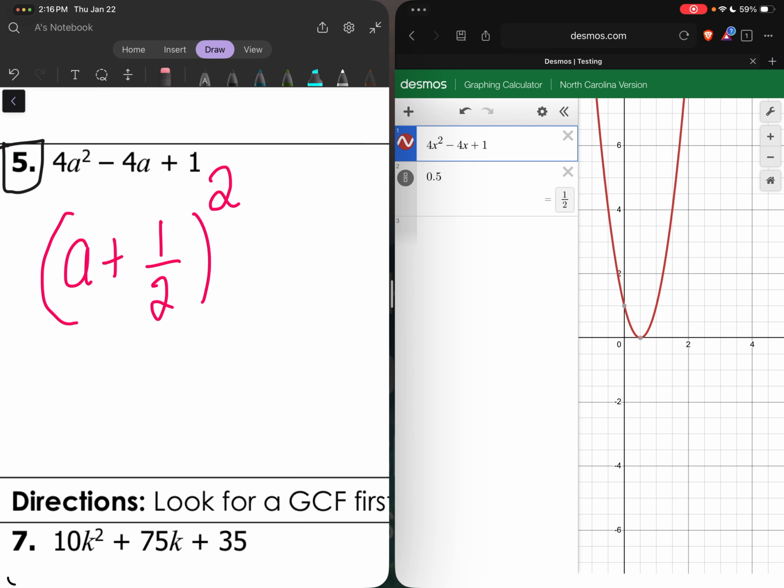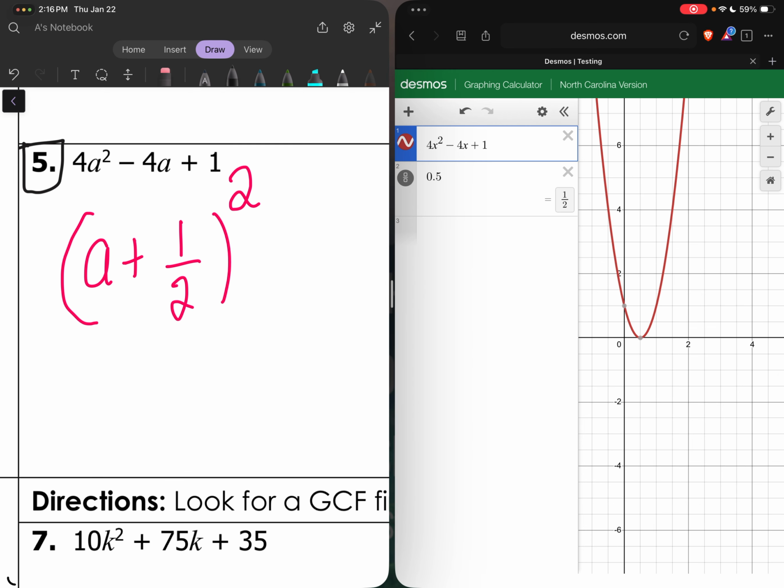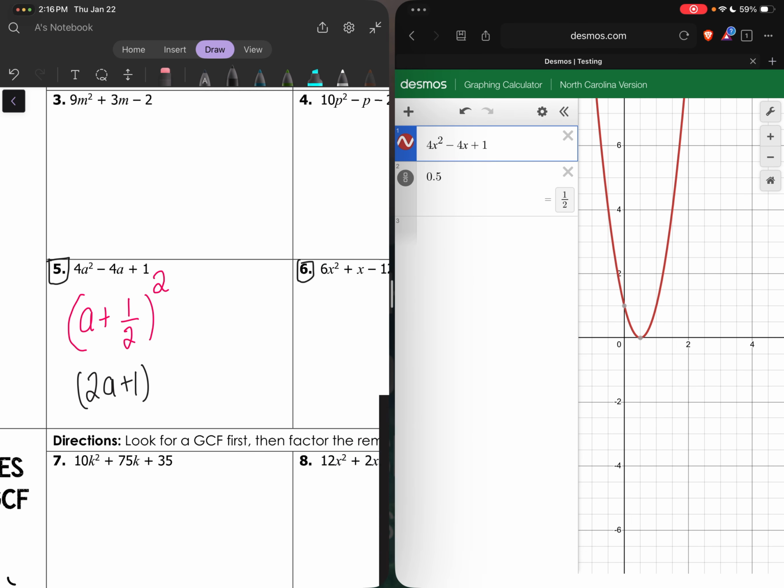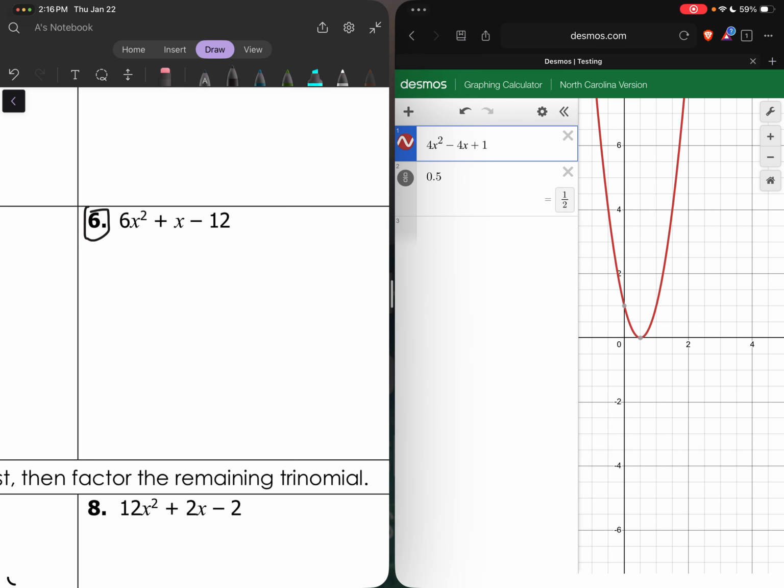Okay, I have this. I need to move my denominator, so I have 2 times a plus 1. Final answer, I'm finished. Let's look at one more, and we'll be done with this.